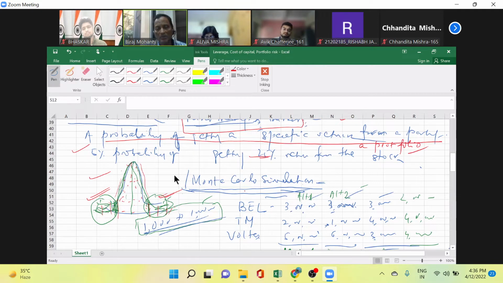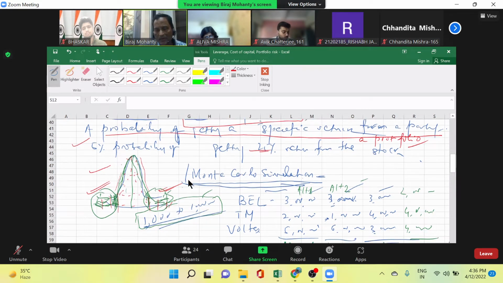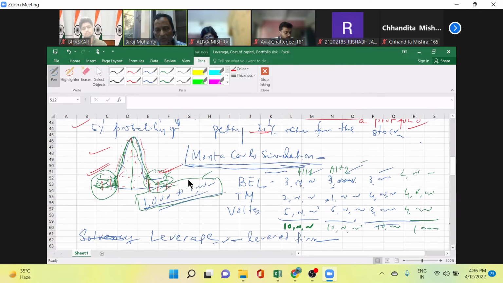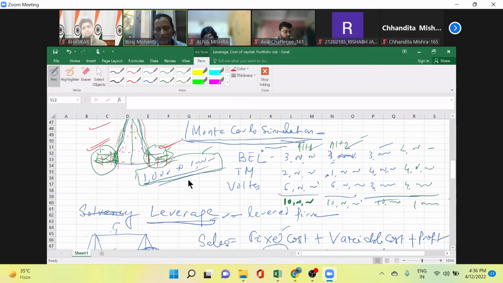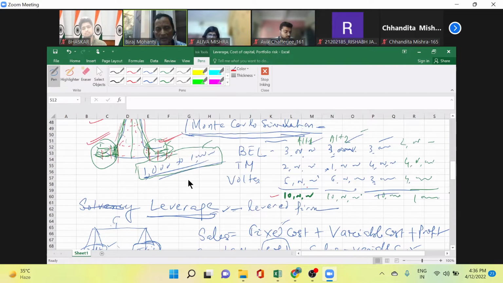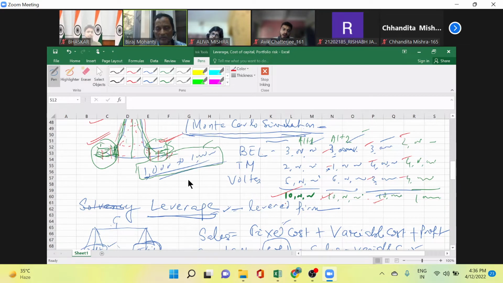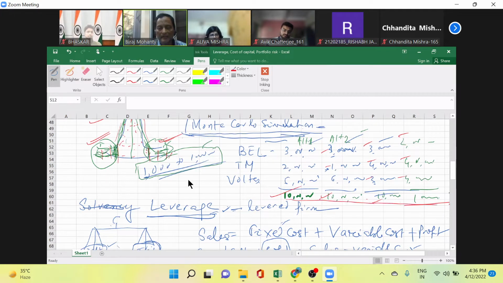Monte Carlo simulation, how is it done? As I was discussing, you have one combination, suppose 3 lakh, 2 lakh and 5 lakh, 10 lakh in total, with BEL, Tata Motors and Voltas. Then 3 lakh, 1 lakh and 6 lakh, 10 lakh is another combination. 3 lakh, 4 lakh and 3 lakh is another. 2 lakh, 4 lakh and 4 lakh, again another. My investment is everywhere 10 lakh. Can anybody tell how many combinations you can have?